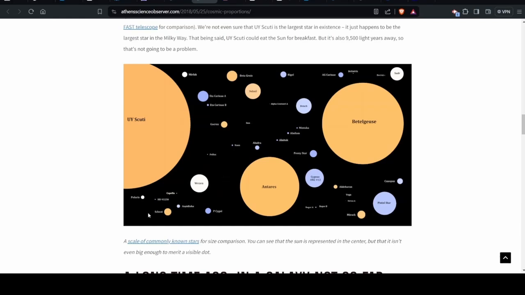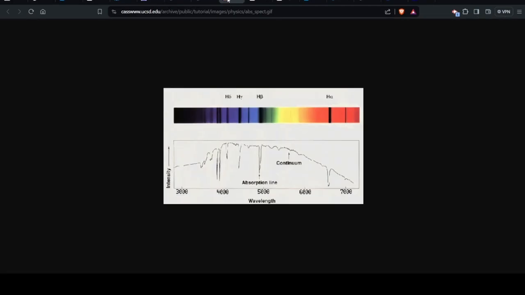So, yeah, it's incredible how big the sun is to us, yet cosmically, it's nothing. It's tiny. It doesn't even register on the comparison charts. All right, so what is it made out of?